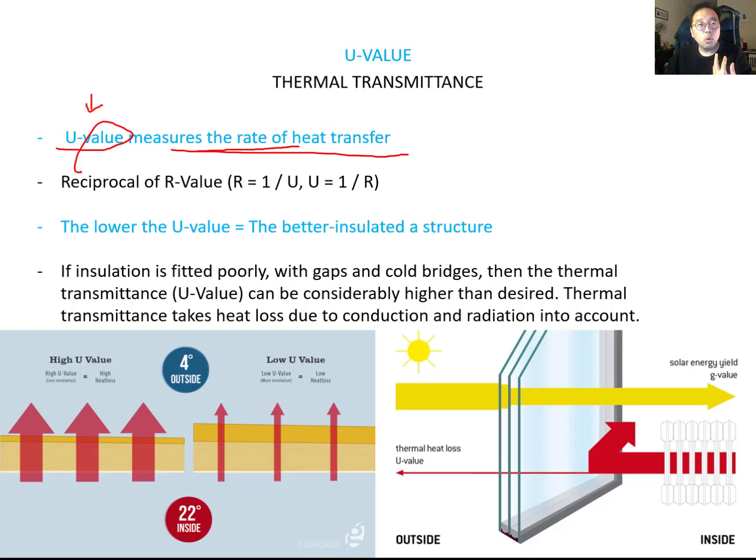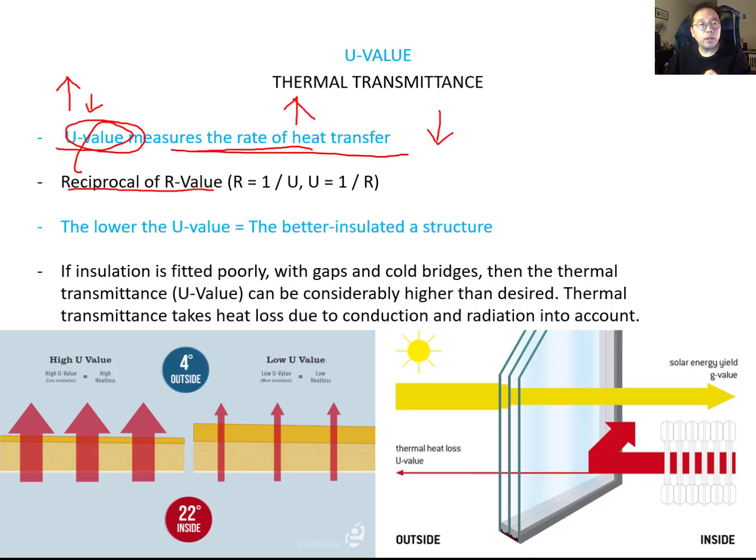So between higher U value and lower U value, which one is better performance? You said higher U value means higher heat transfer, so more heat is coming in from outside. So it's worse, it's lower performance. So the higher U value means lower performance of the glass. Lower U value is much better performance of the glazing. Okay, so this is a reciprocal of the R value.